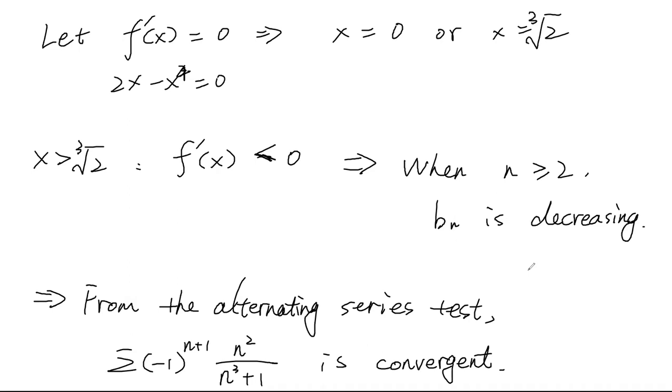Okay. The key point of this example is that the decreasing of Bn doesn't have to start from n equal to 1. It can start from any finite number. As long as it keeps decreasing after that finite number, you can always use the alternating series test, which is similar to what I have mentioned for the comparison test and the integral test.